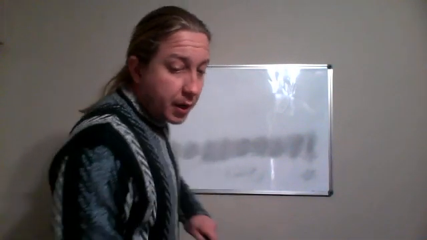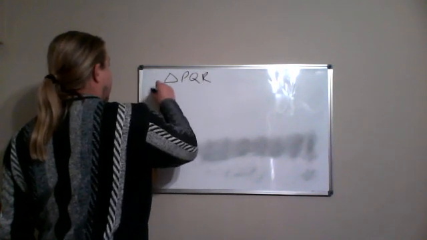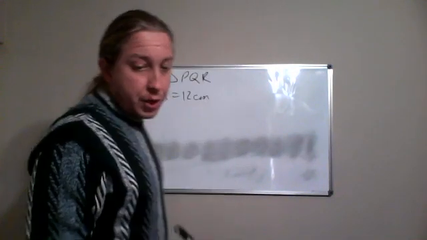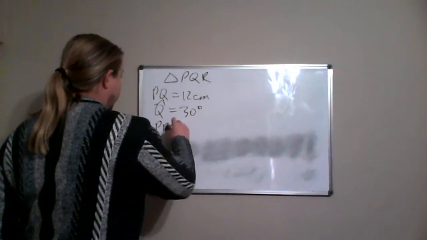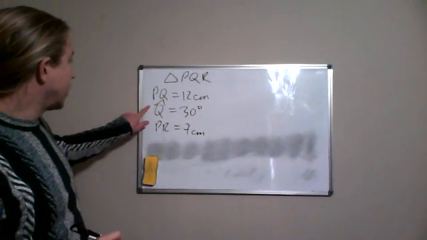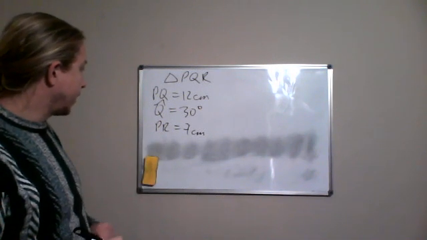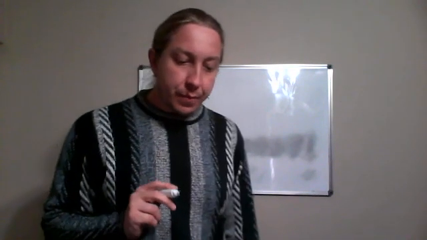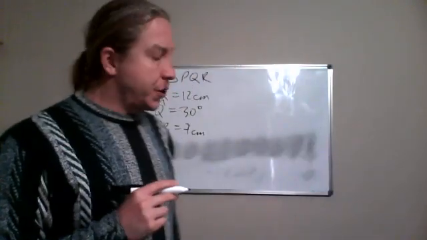Okay, let's see what they're talking about. So we need triangle PQR with PQ 12 centimeters, Q is 30 and PR is 7. That's the info that we have. So we have angle Q, QP is 12, and PR is 7. PR is not a side attached to angle Q. Well, what are we going to do? We first need to find this angle Q of 30 degrees.